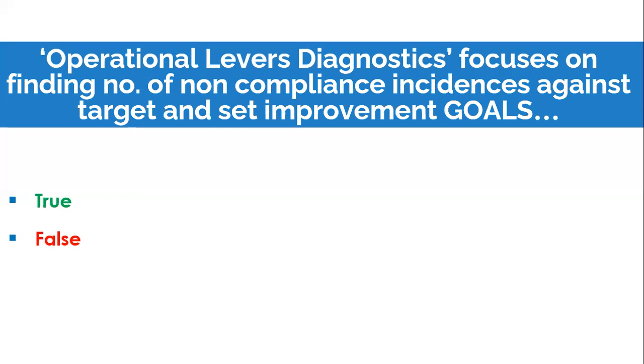If you remember, in our operational levers diagnostics template, we talked about percentage defective as one of the metrics, and out of 234 weeks, 48 weeks were non-compliant. Sorry, out of 234 shifts, 48 shifts were non-compliant. So we kept the goal of reducing it by almost 20%, from 48 non-compliant shifts to 39 non-compliant shifts. That's the improvement goal we set, right? And that is why operational levers diagnostics focuses on finding the number of non-compliance incidences against target and set improvement goals.